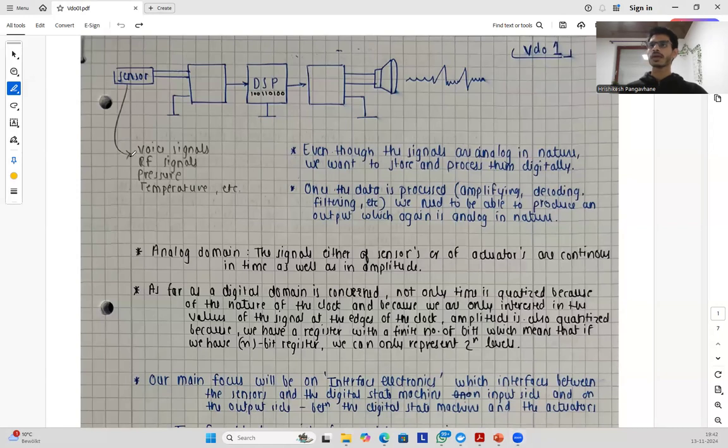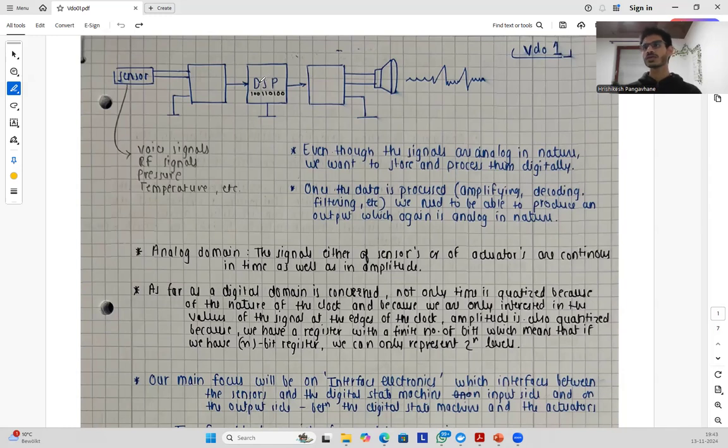Perfect. So what we are trying to do is, as far as the digital domain is concerned, not only is the time quantized because of the nature of the clock, because we are only interested in the values of the signal at the edges of the clock, but amplitude is also quantized because we have a register with a finite number of bits. Which means that if we have n bits of register, we can only represent 2 to the power n levels. I'm talking about a digital system.